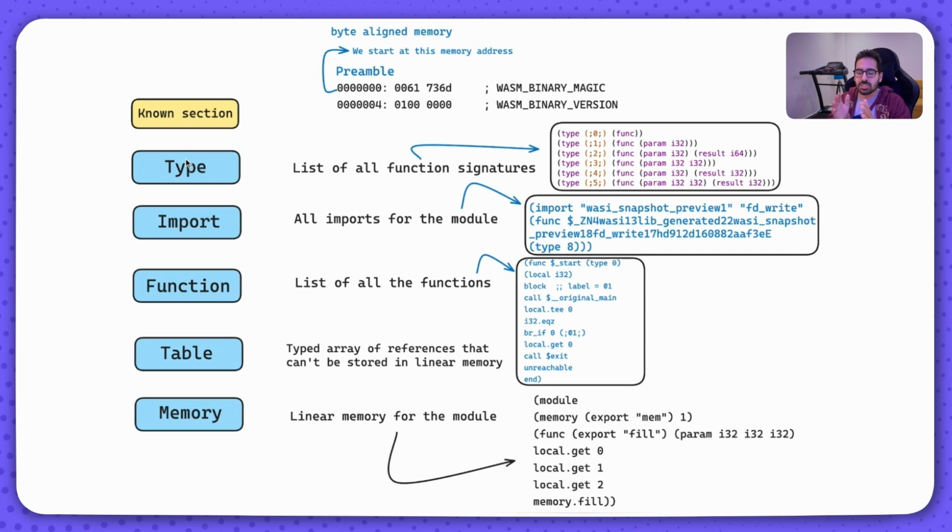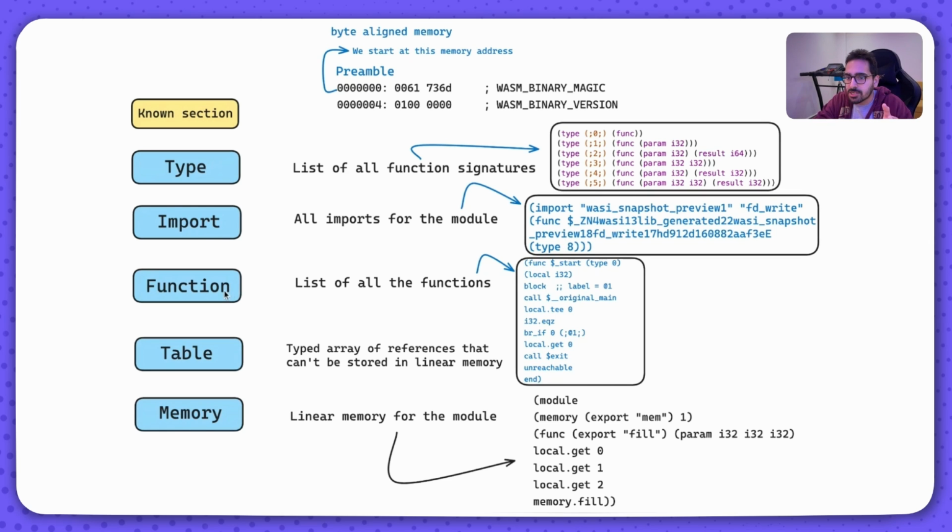Coming to different sections, the first one is the type section. In the type section, we define the list of all the function signatures. You can see the different types of function signatures over here. Import means all the module imports. For example, we are importing a particular syscall from wasi_snapshot_preview1. Any syscall or anything that you are importing would come in the import section.